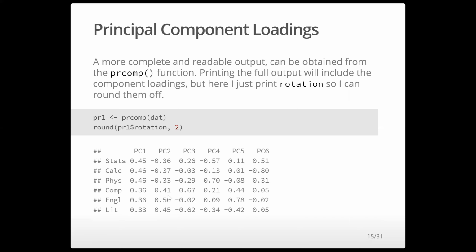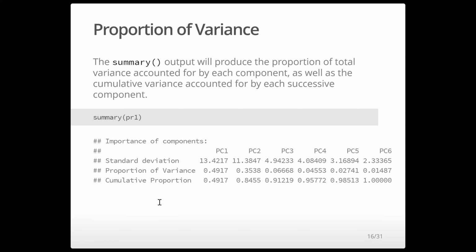So here we see the second principal component is driven a little bit more by this second group of variables. The summary output will also produce the proportion of total variance accounted for by each component, as well as the cumulative variance. These are both informative. So here we see the proportion of variance accounted for by the first principal component is 0.49, so almost half of the total variance in the data is accounted for by the first component. The second one accounts for another 35%, and in total, the first two account for about 85%.